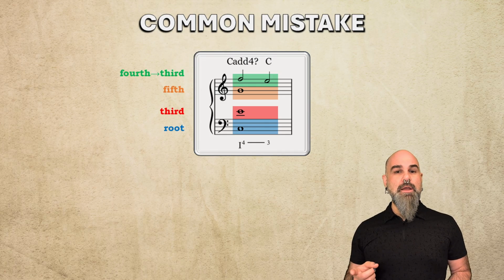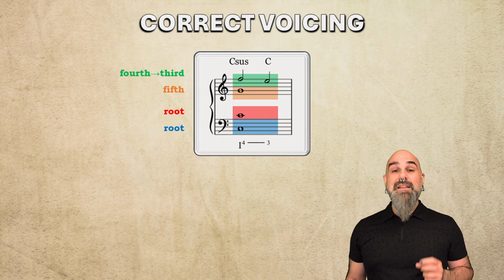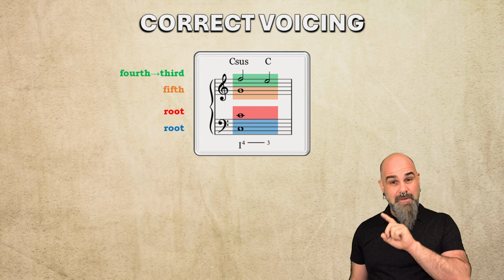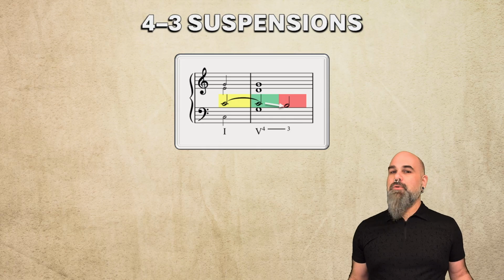The 3rd is wrong here. Change it to another root. So, just remember, exactly one voice is going to execute the 4-3 suspension, and then the remaining voices are only roots or 5ths. So, quick recap.